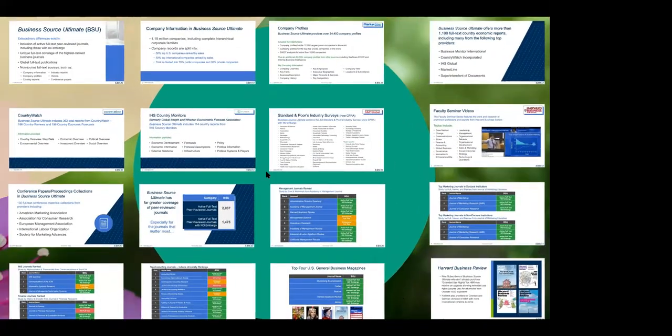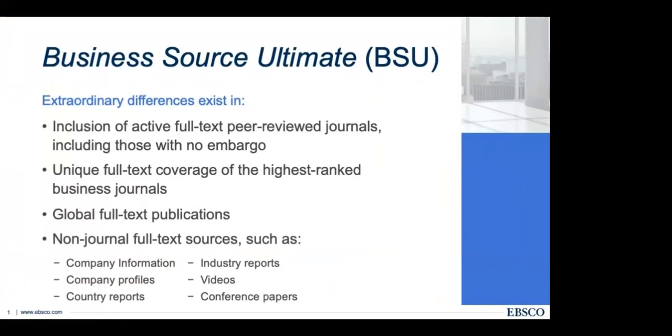Business Source Automate is one of the key databases in EBSCO. We have a full version of the Business Source database, and the library subscribes to Business Source Automate. I will take a few minutes to let you know what we have in BSU, so you will have a whole picture of this database, because it includes not only journals, but also non-journal full-text sources like company information, company profiles, country reports, industry reports, even videos, and conference papers. So this is the key database called BSU.